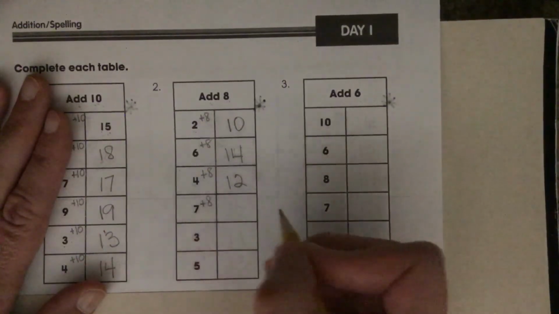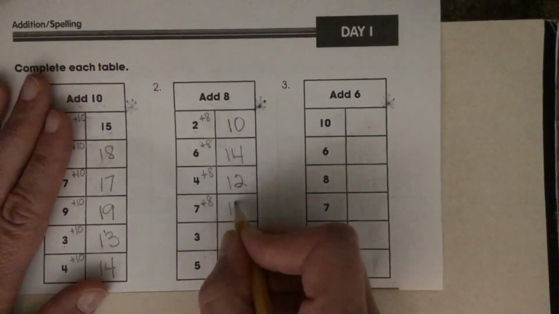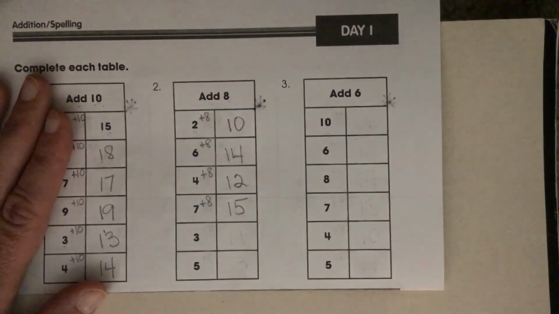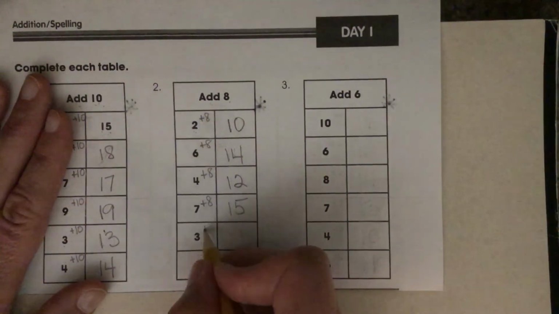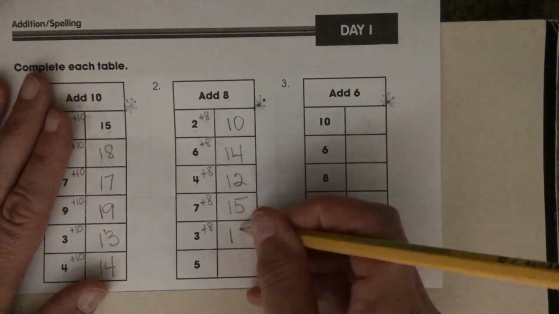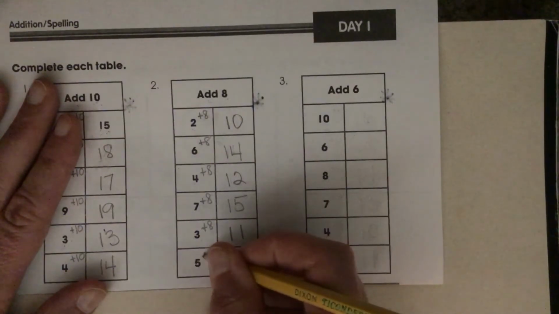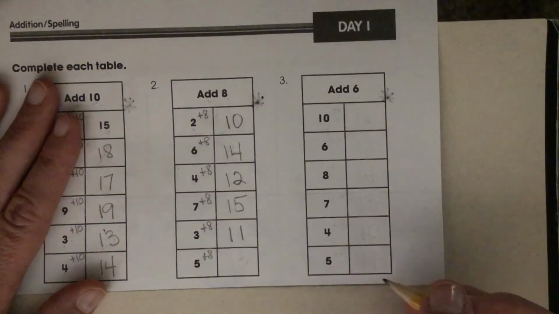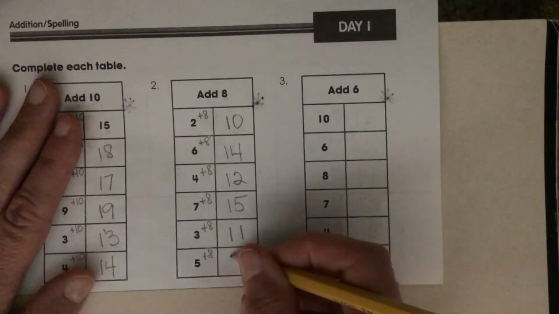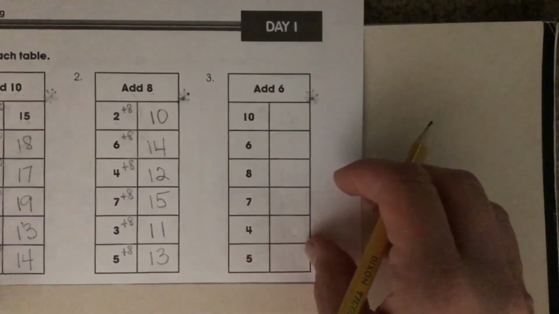7 plus 8 is 15. Super. 3 plus 8 is 11. And last one, 5 plus 8. 5 plus 8 equals 13. We finished that table. One more.